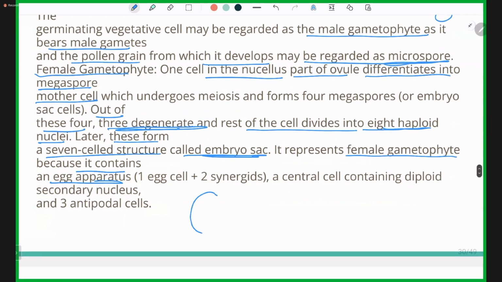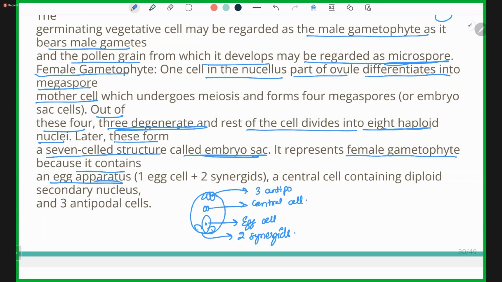It looks something like this. There is an egg apparatus consisting of an egg cell and two synergids, a central cell, and the central cell consists of two nuclei, and the antipodal cells. So it is actually seven-celled, but there are eight nuclei inside an embryo sac.